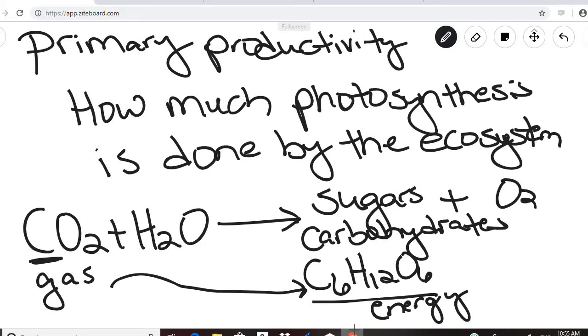And then other organisms, then, we eat these plants, and then something eats those plants, and then something else eats that. So other organisms eat these, and they get their carbon. So this whole thing is called the carbon cycle.